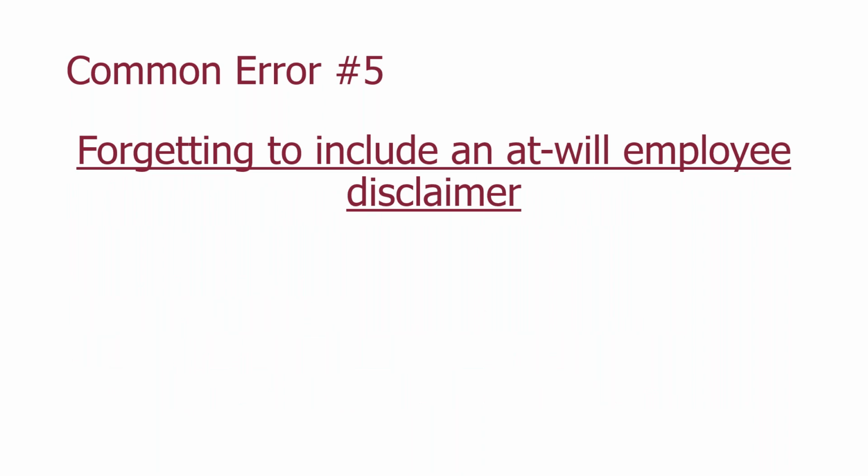All right, common error number 5, forgetting to include an at-will employee disclaimer. I say this a lot, I feel like, but employment contracts really should have gone the way of the dodo a long time ago. But believe it or not, I do still counsel clients on how to get rid of a poorly performing employee who has been given a contract of employment with a guaranteed term of employment. People are still using these, and even for the highest level executives, we do not recommend employment contracts.